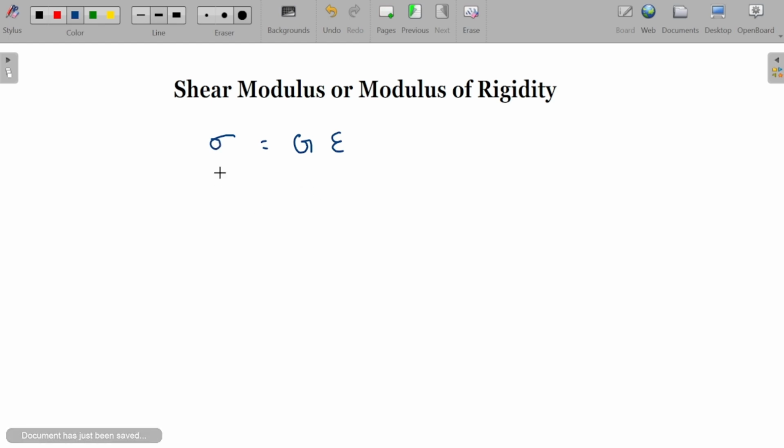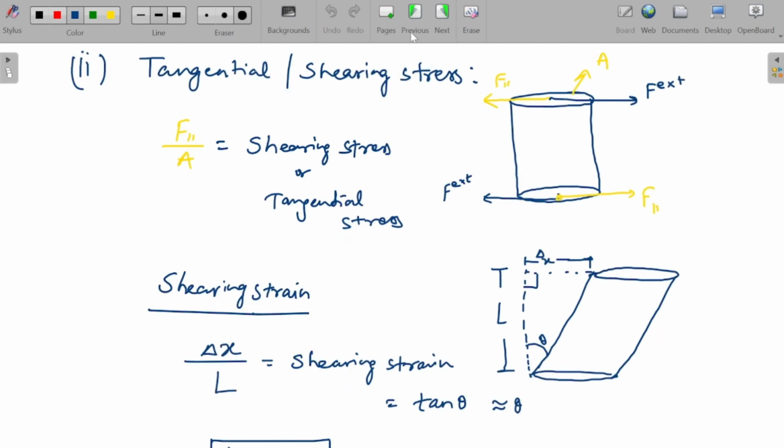Now, if we want to know further, this is force per unit area. This force is tangential. We have already discussed this. Here is tangential or shearing stress, and then there is shearing strain. Look here, shearing strain is this length, and this is the change in its dimension, meaning how much it has slid this side. So ultimately, it is the change in this length or this displacement per unit original height, and it will come to nearly theta, the angle by which it has been shifted.